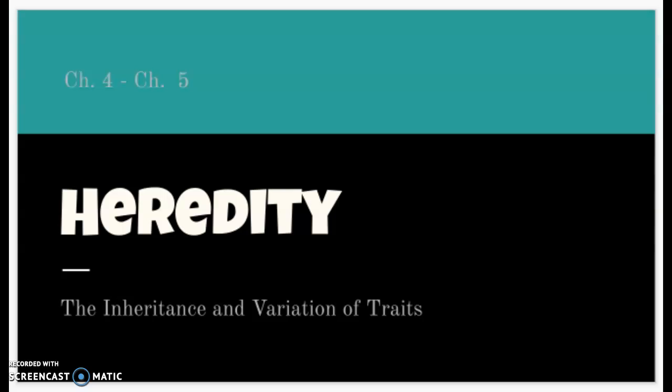Okay, we're going to begin chapter 4 and 5 over heredity, like the inheritance and variation of traits. So, how is it that you look the way that you do? How do plants pass on traits from one plant to the next? And how inheritance happens.